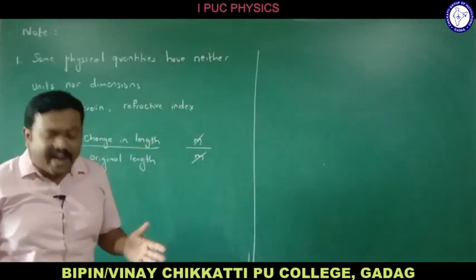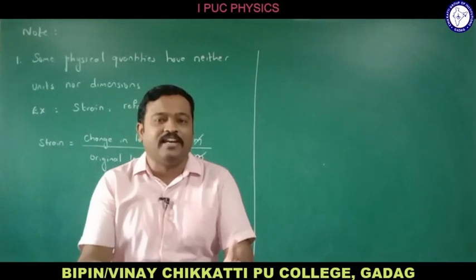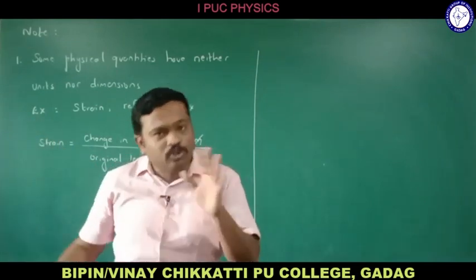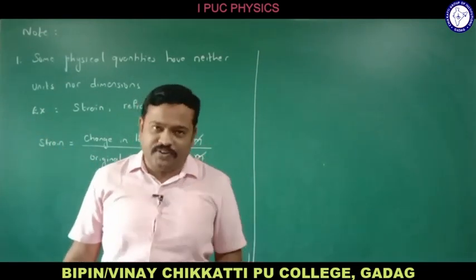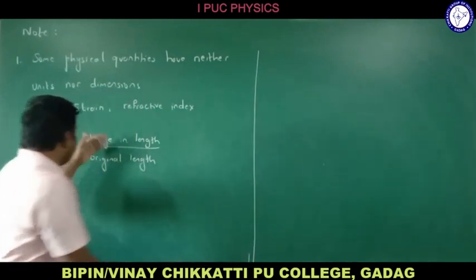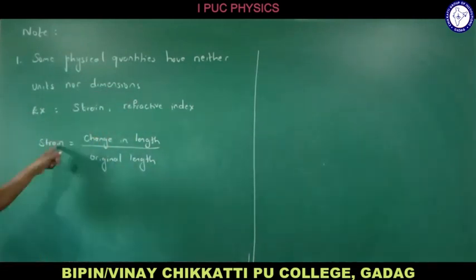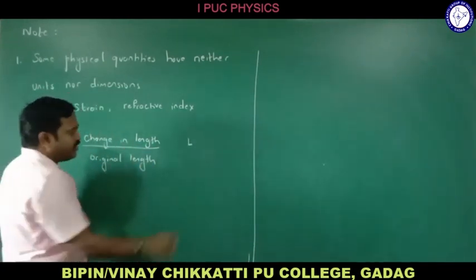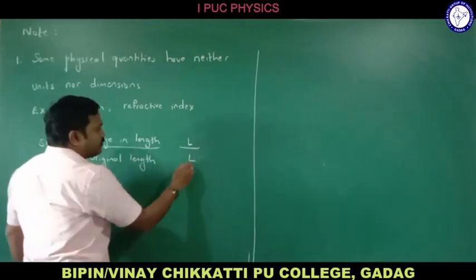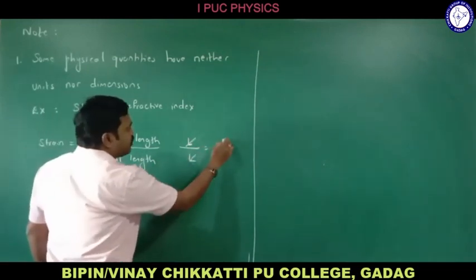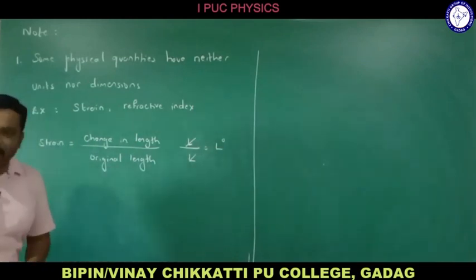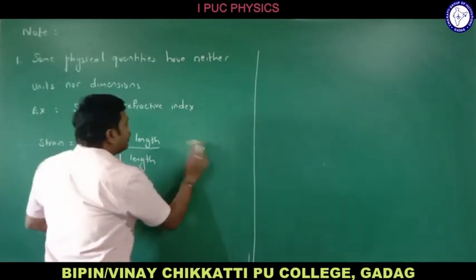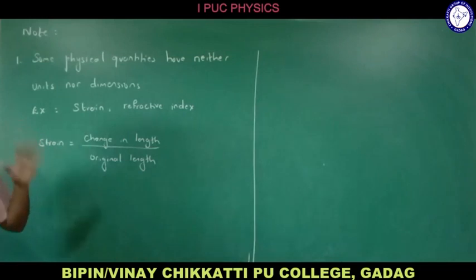If numerator and denominator have the same physical quantities, such physical quantities do not have any units, right? Strain does not have any unit. Let us check it out. Does it have any dimension? Change in length has the dimension of length itself, divided by original length. What do you get now? This will get cancelled, giving L raised to 0. It does not have a dimension now, right? So strain has neither unit nor dimension. So this is one example.